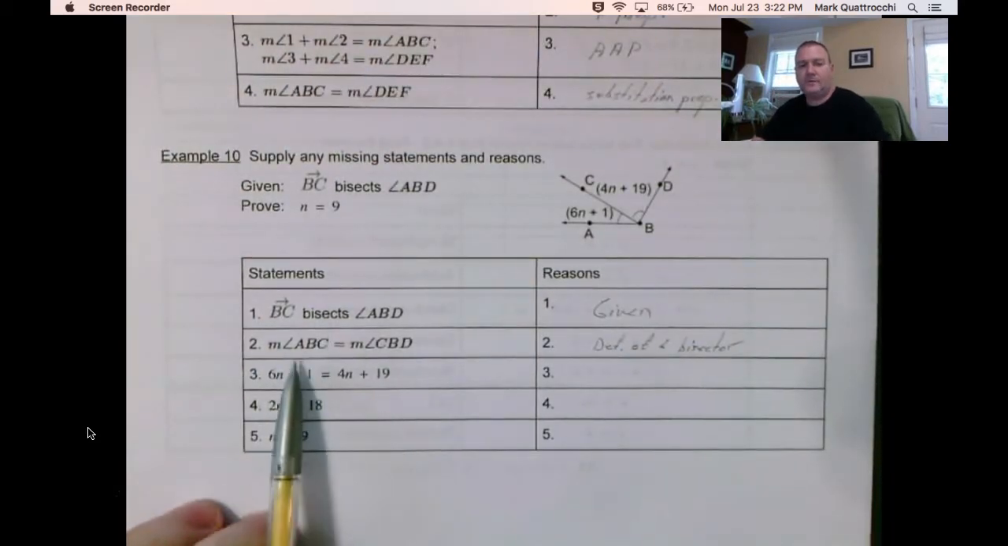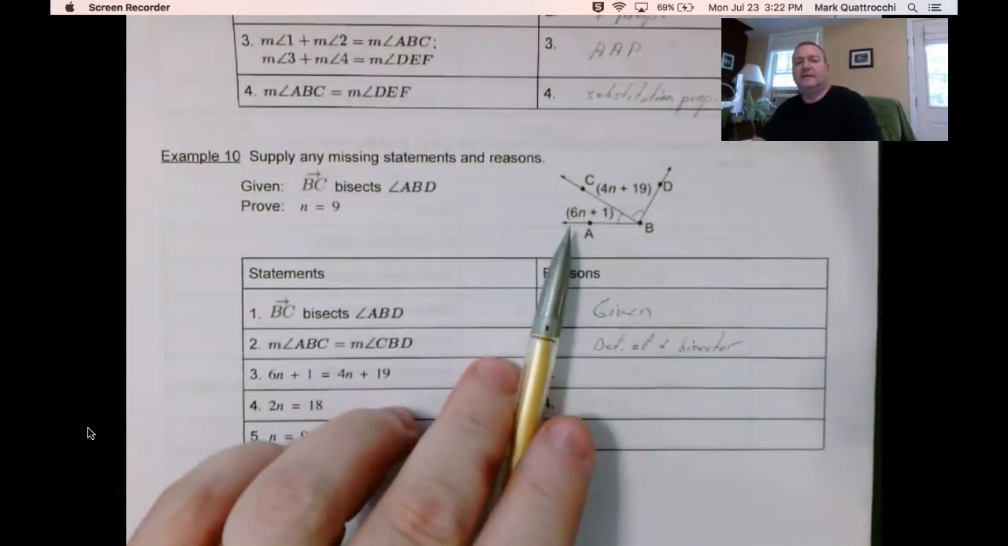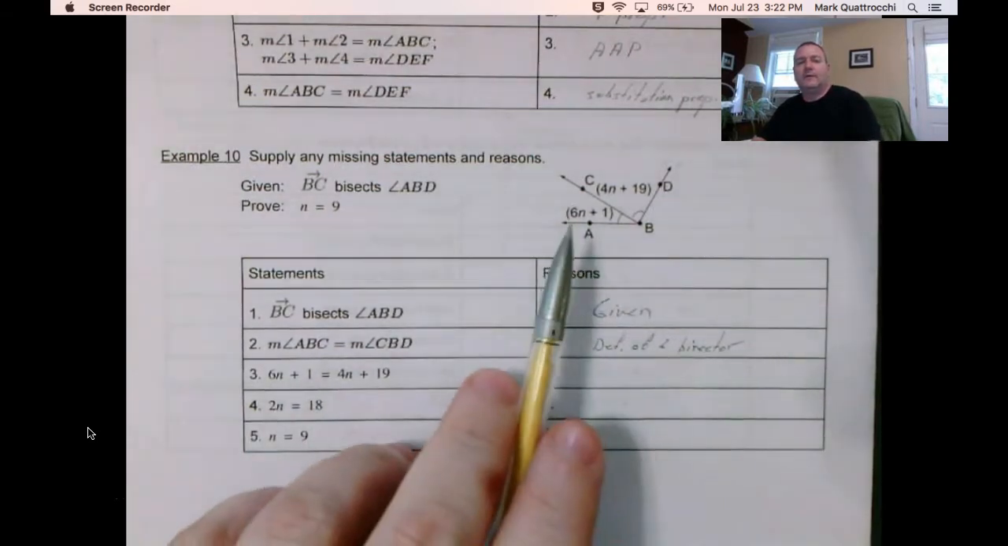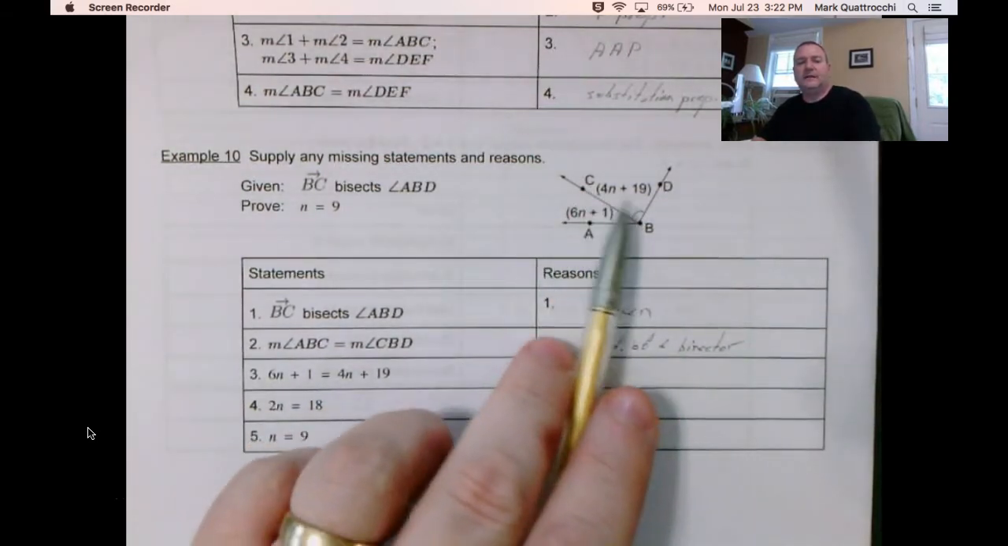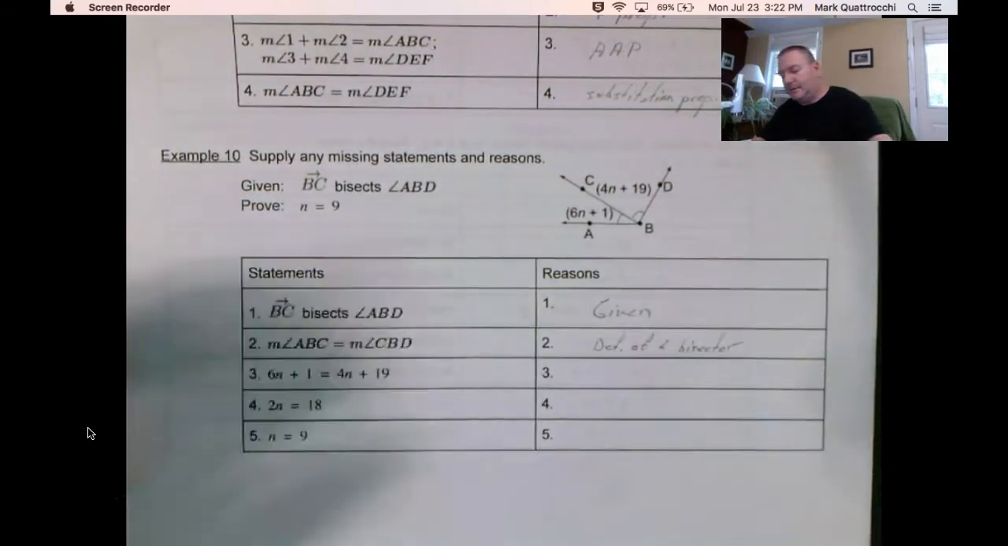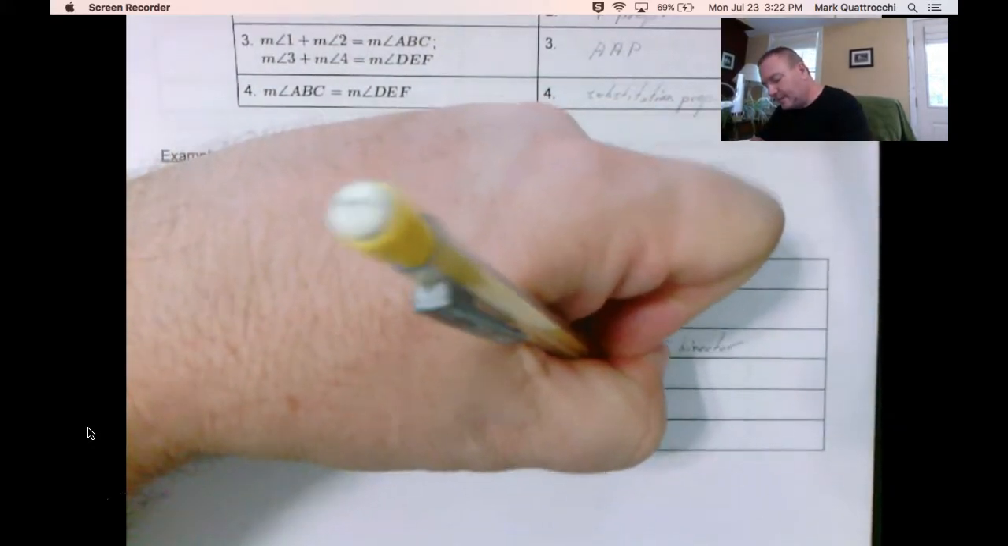Okay. Measure of angle ABC in the diagram is equal to 6n plus 1. Measure of angle CBD is equal to 4n plus 19. What allowed me to do that? Substitution property.